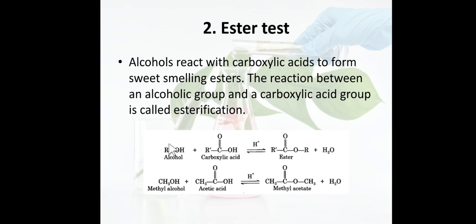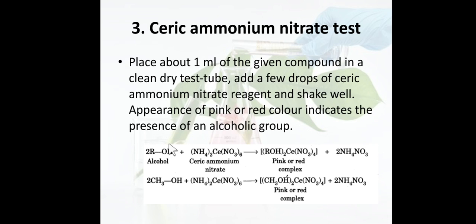So friends, let's go for the next test, that is the CAN, or I will say ceric ammonium nitrate test. What is the ceric ammonium nitrate test? It is a very famous test in which we place 1 ml of the given compound in a clean and dry test tube, and we add a few drops of ceric ammonium nitrate reagent and shake it. If there is appearance of pink or red color, it will indicate that there is a presence of alcoholic group.